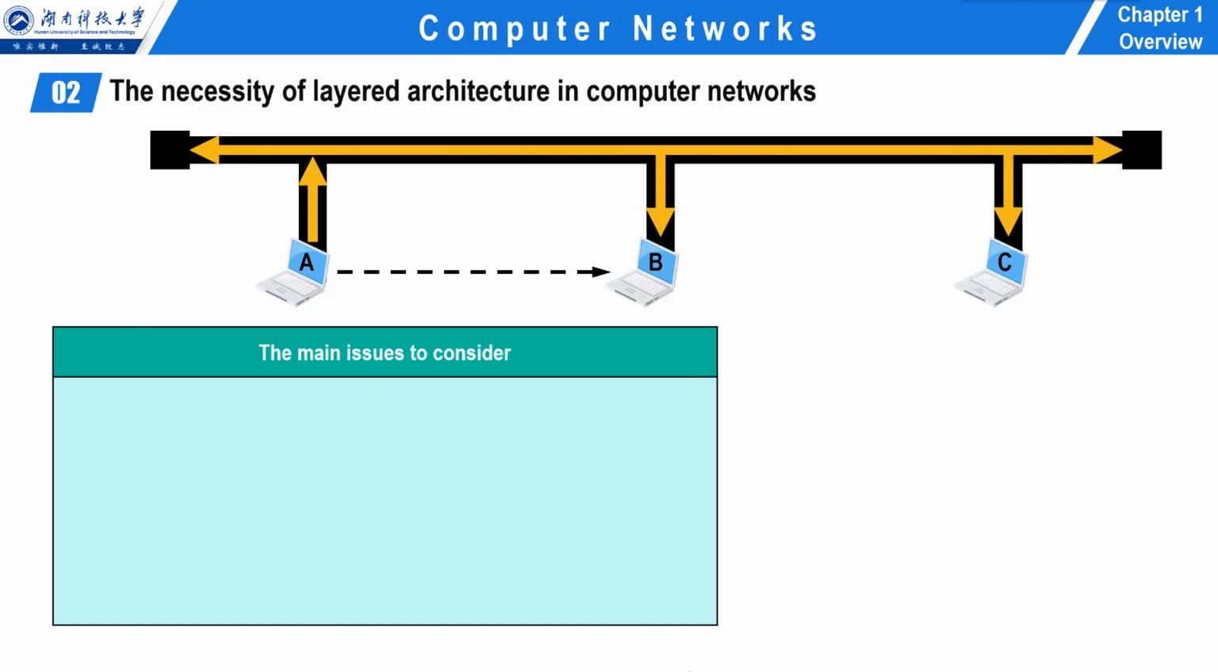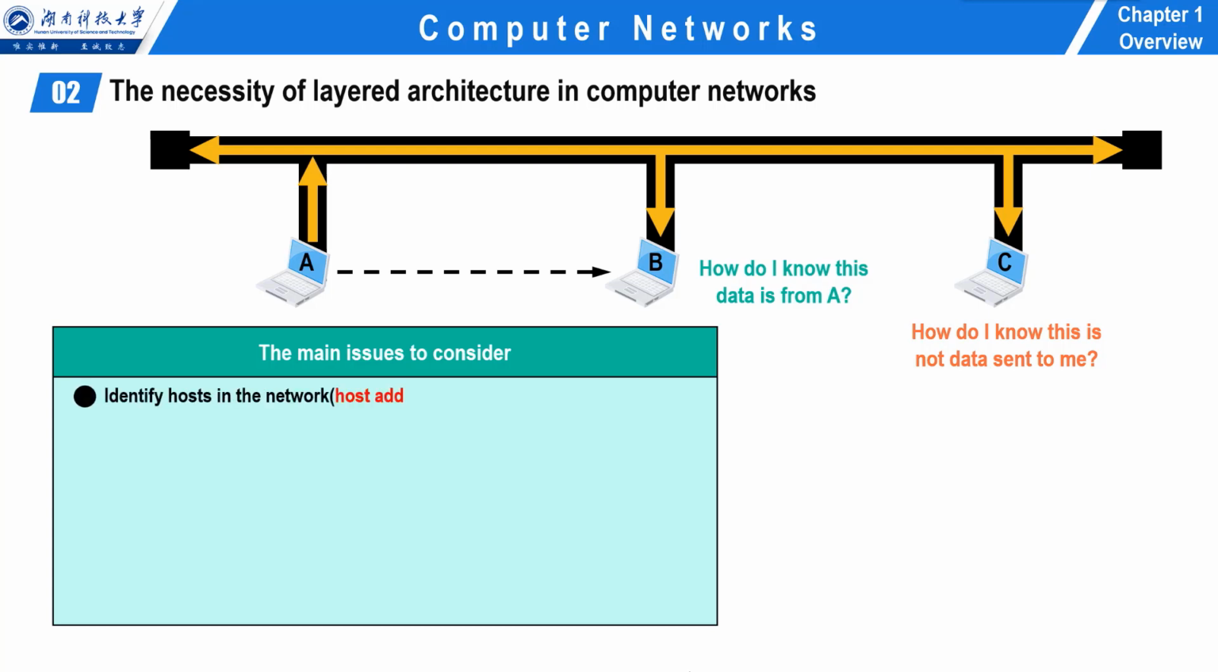Then the question arises, how does host B know that the data is intended for it from host A and accept the data? And how does host C know that the data is not meant for it and should be discarded? This naturally leads to the issue of how to identify hosts in the network, known as host addressing. You may have heard of MAC addresses hard-coded on network cards. They serve as the host address in the network.